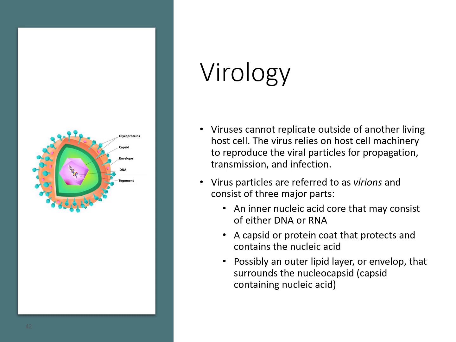With viruses, the virus particle is referred to as a virion, and it consists of three major groups. You have the inner nucleic acid core, and this consists of either DNA or RNA, depending on the particular virus that it is. A capsid, or a protein coat, protects and contains the nucleic acid within that virus. And then some viruses actually have an outer lipid layer, or an envelope, and this surrounds the nucleocapsid, which is the capsid that contains the nucleic acid.